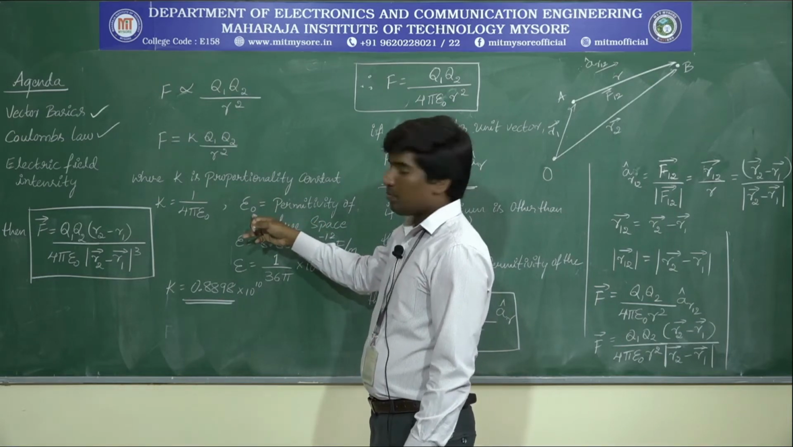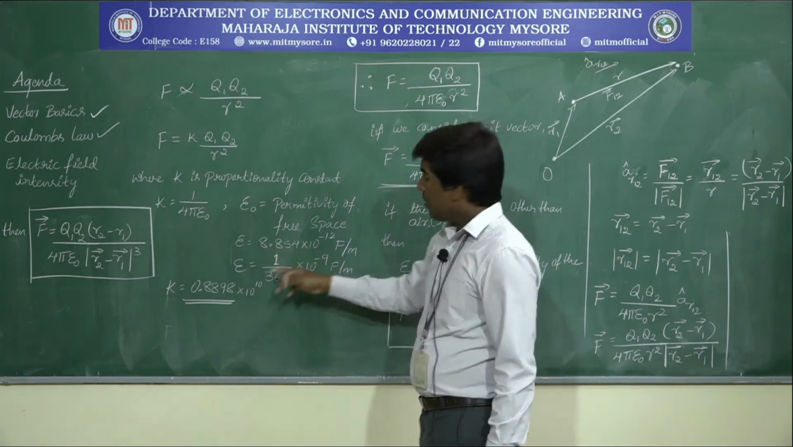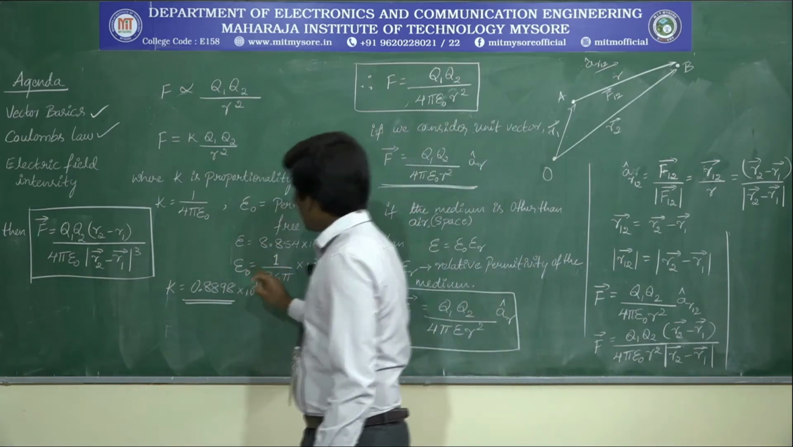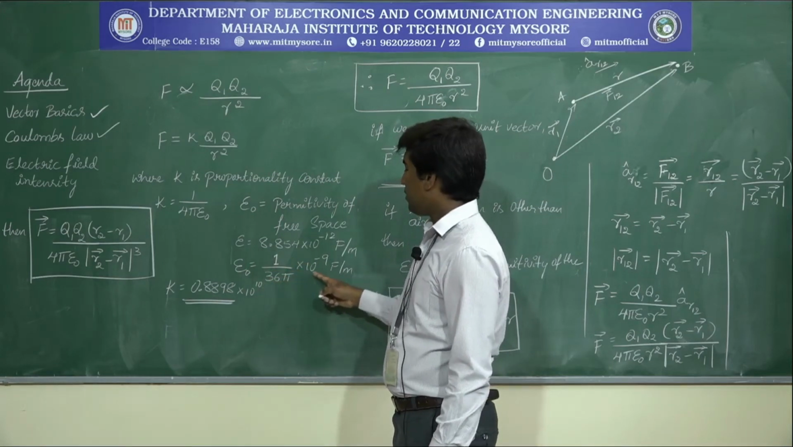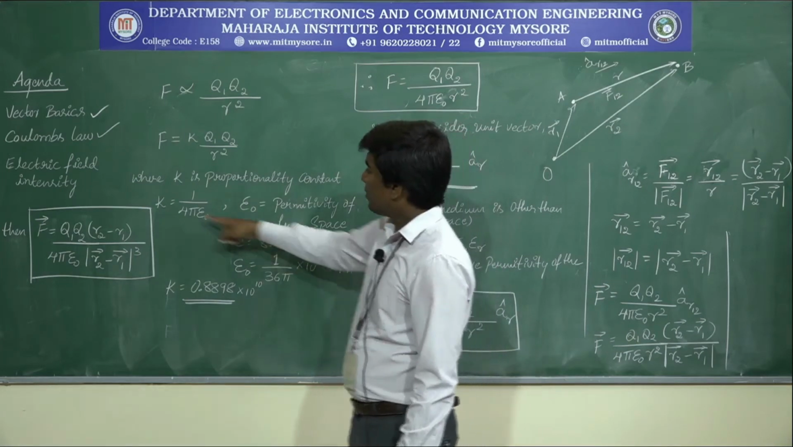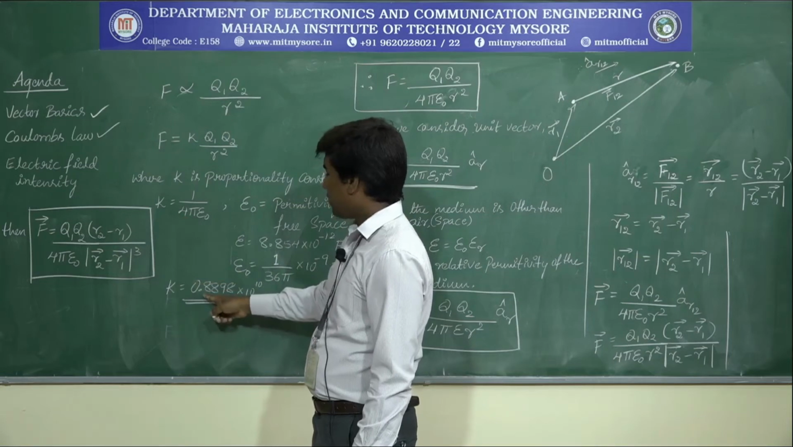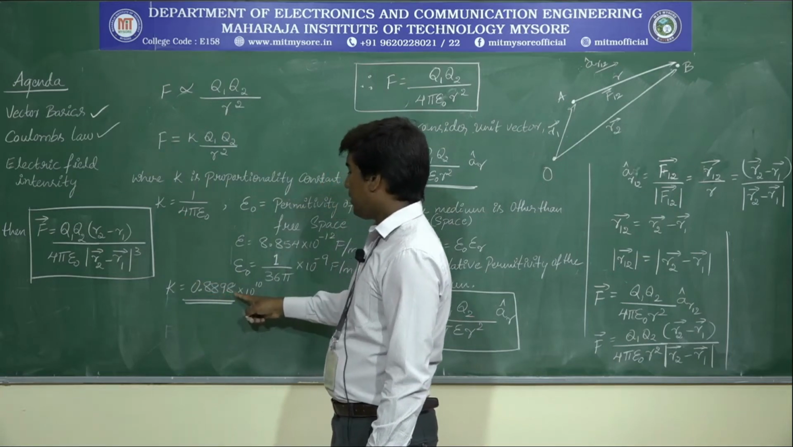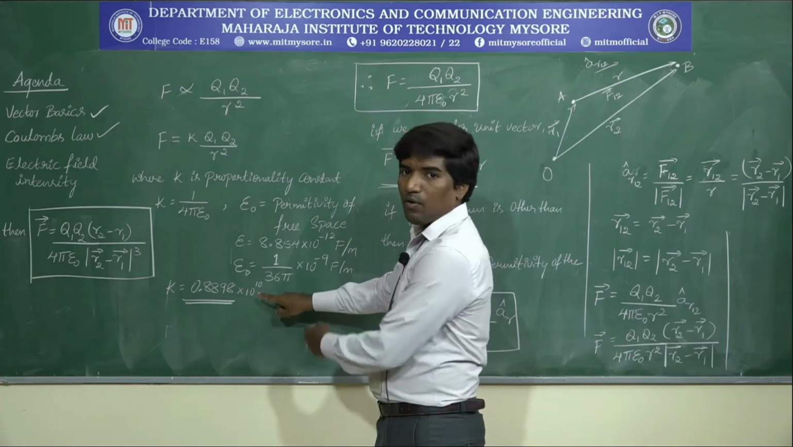Permittivity of free space is represented by epsilon naught, and its value is given by this. Alternatively, epsilon naught is also defined as 1 by 36 pi into 10 power minus 9 farad per meter. By substituting the values, the proportionality constant K has the value 8.98 into 10 power 9. Since it is a constant, there is no unit here.